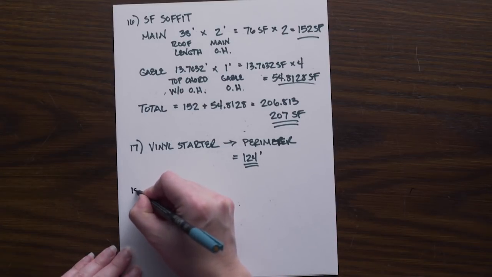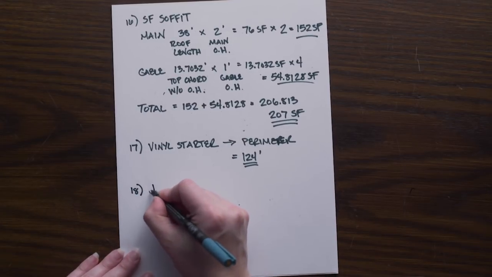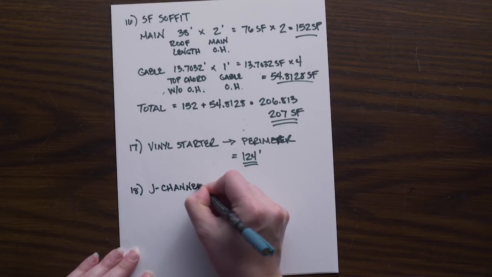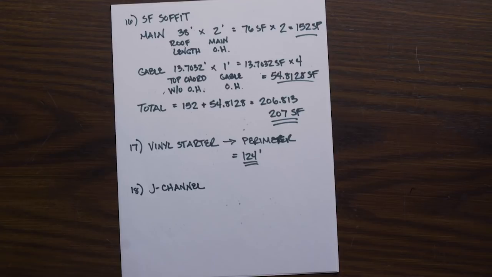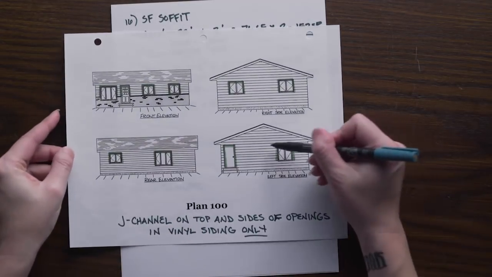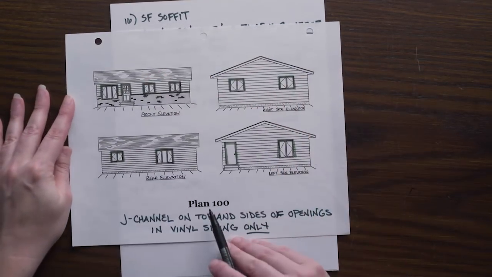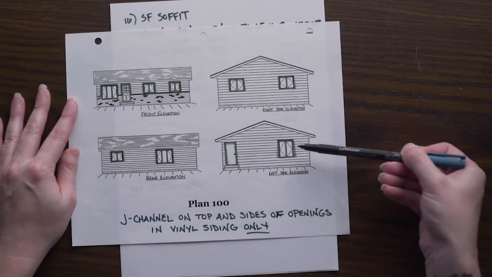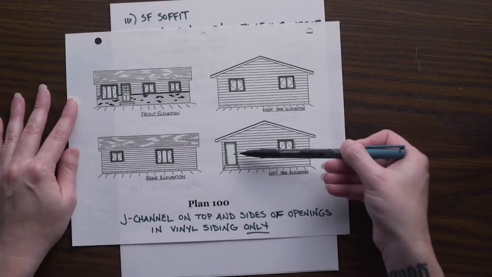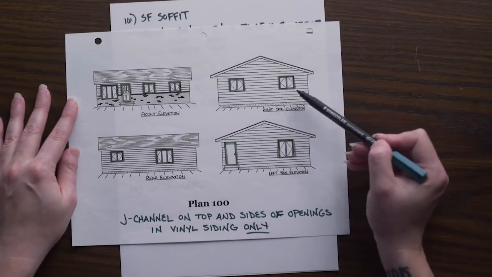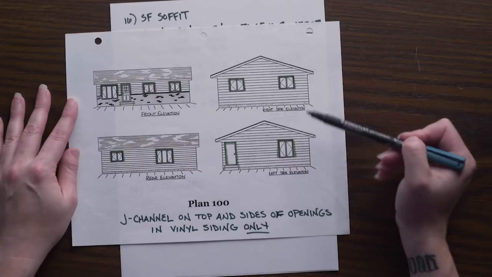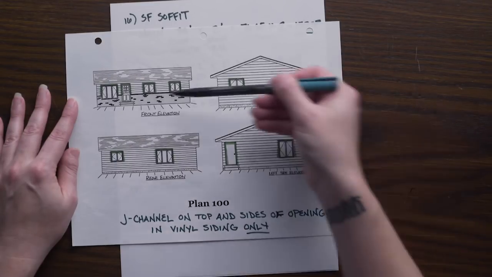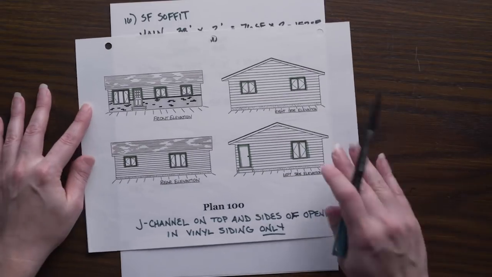So then for number 18, we're looking at the J channel. What the J channel will do is, on the sides and top of each one of our doors and windows, it gives a trim edge, a finished piece for the siding to slide into as we're installing it. So we don't put it on the bottoms. We'll have a separate trim piece that we use for that, but we do need it on the top and sides of each one of our openings.